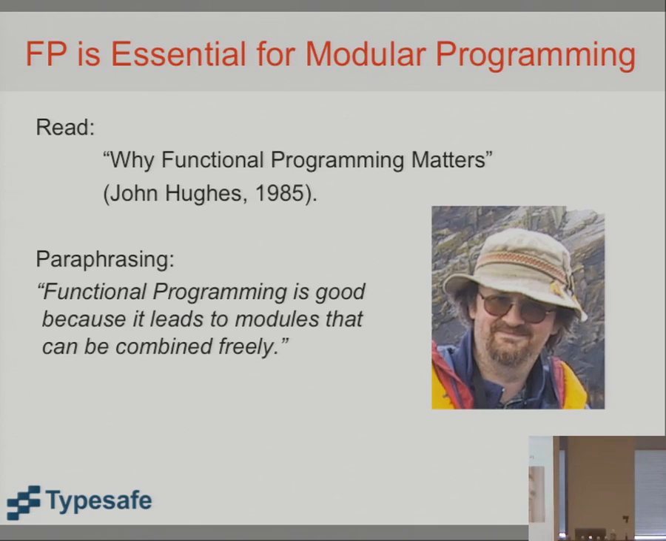So that was him. And the other very important paper, I believe, is from John Hughes. The paper is called Why Functional Programming Matters. It's a very short paper, easy to read. Who has read this paper already, who's come across it? Some people here, yeah. If not, then if you have some time, look it up. It's a worthwhile read. So the paper essentially argues that functional programming is good because it leads to parts that can be combined very freely.